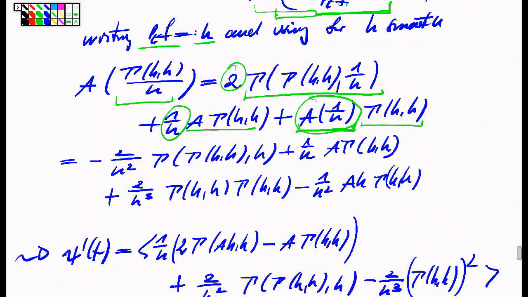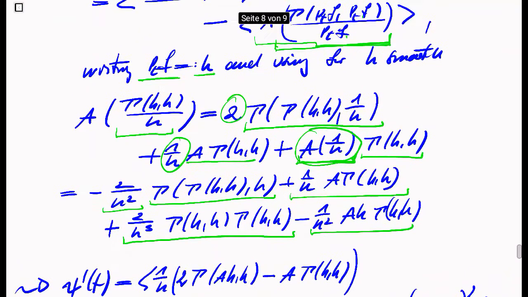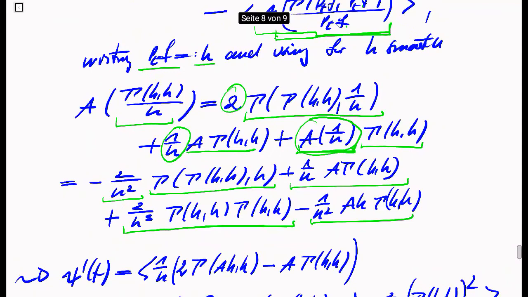I obtain minus 2 over H squared of gamma HH plus 1 over HA gamma of HH plus 2 over H to the power 3 of gamma HH times gamma HH minus 1 over H squared AH gamma HH. This is what I obtained after expanding this A over 1H formula.